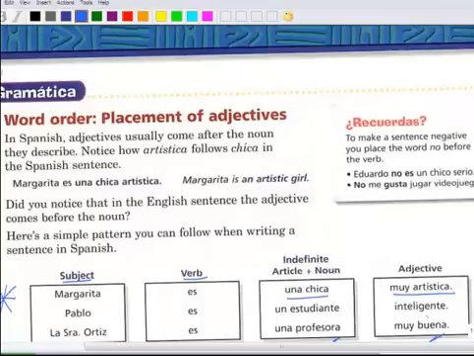Remember also, these little boxes here that say recuerdas, these are boxes that will help you remember. They want to make sure that you remember something else that is important to the grammar topic we're talking about. So this one says, remember, to make a sentence negative, you have to place the word no before the verb. So you can see here, Eduardo no es un chico serio. Or no me gusta jugar videojuegos. No goes before the verb. So you have to place no before the verb.